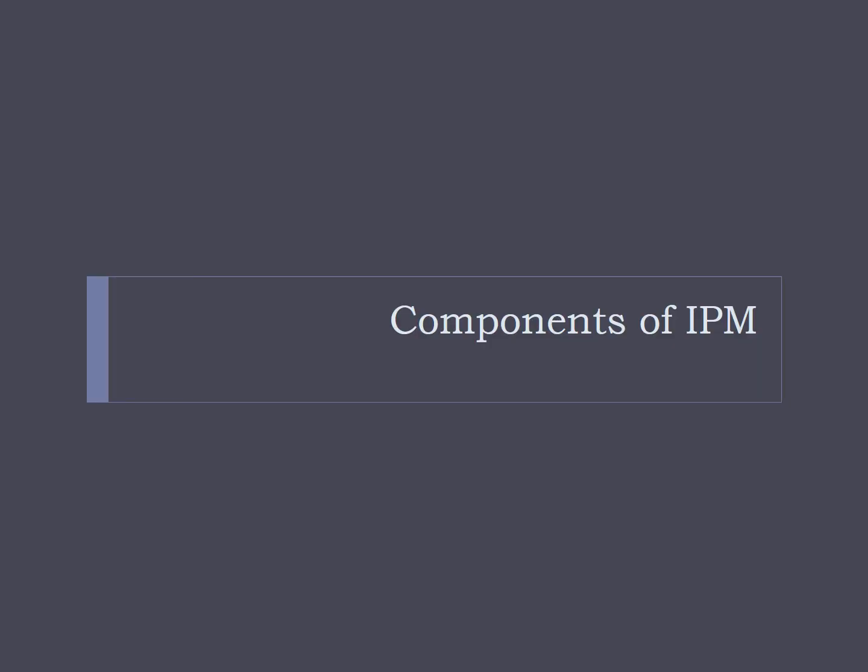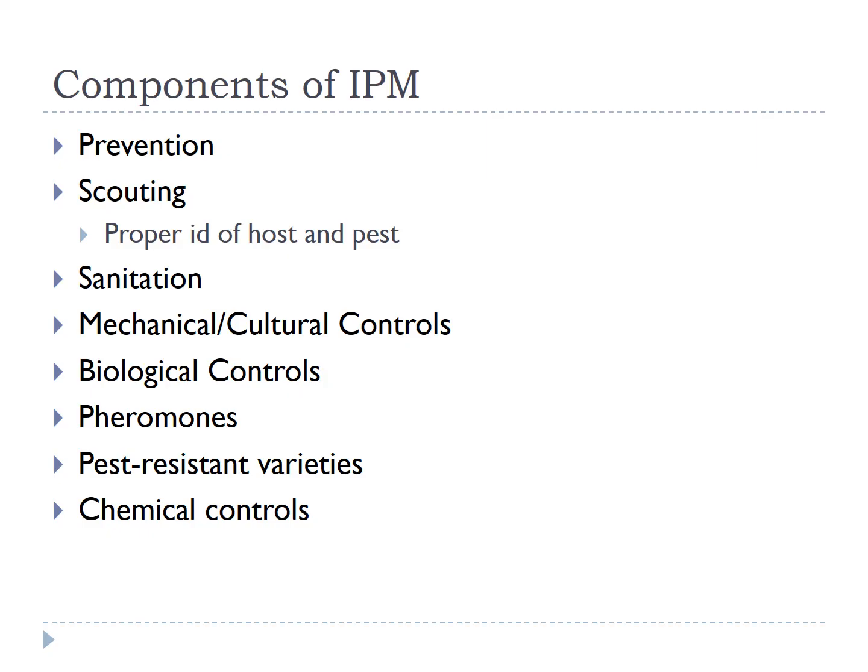Let's have an overview of the components of integrated pest management. There are 8 components of integrated pest management. For the remainder of this presentation, I'll go over a few of them, and then the controls will be in the following presentation.